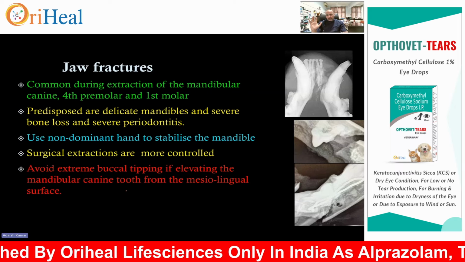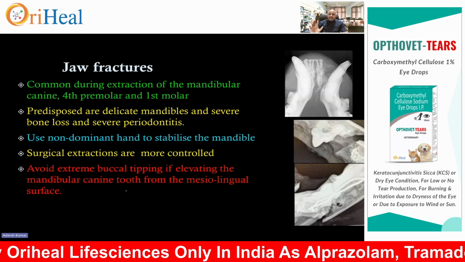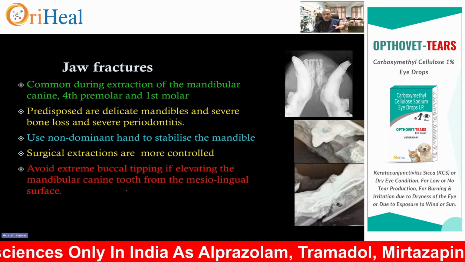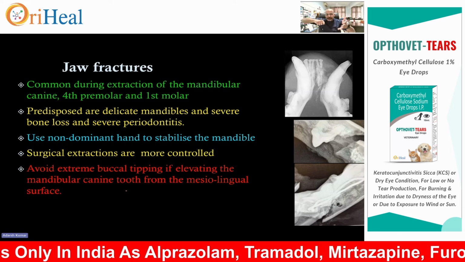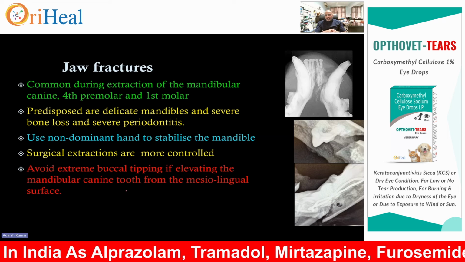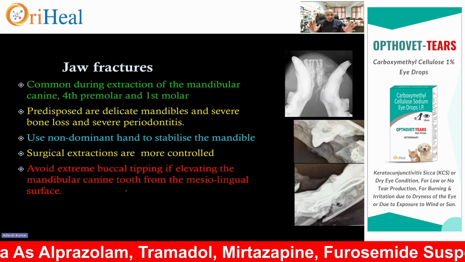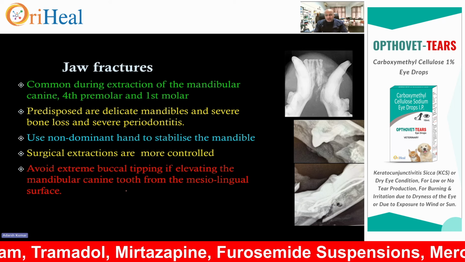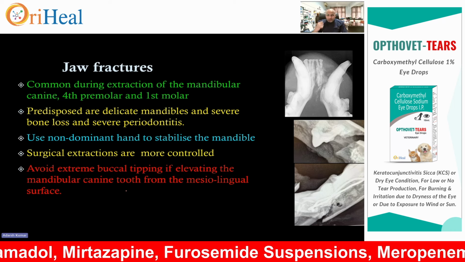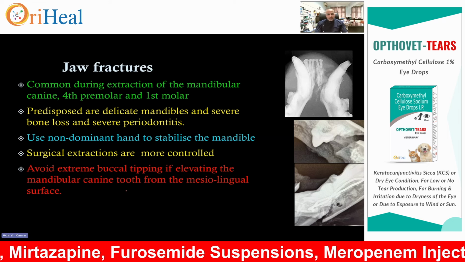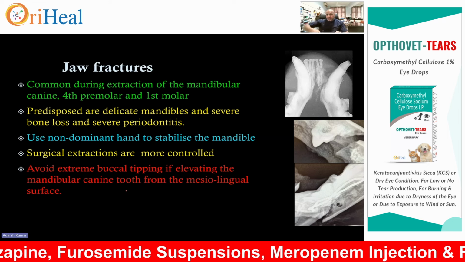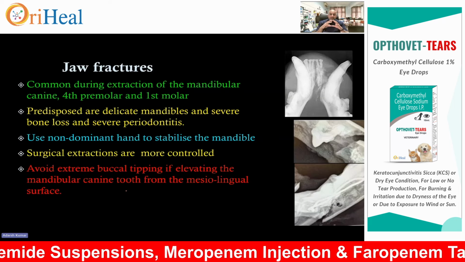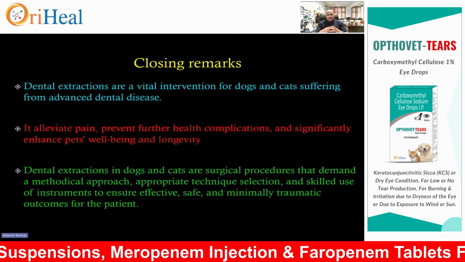The only way to prevent the jaw fracture is to catch hold of the jaw with a non-dominant hand while you're working with the dominant hand. Okay. Surgical extractions are more controlled. If you're doing a simple extraction, it is not controlled. In surgical extraction, you see the tissue, you see the tooth, you see the root, so you know how deep you're going inside. Okay. Avoid extreme buccal tipping. Don't try to take things out by force. Eventually it will come, but it will come with your patience.